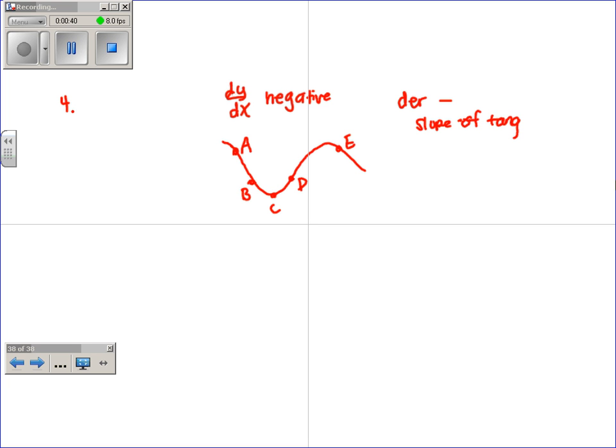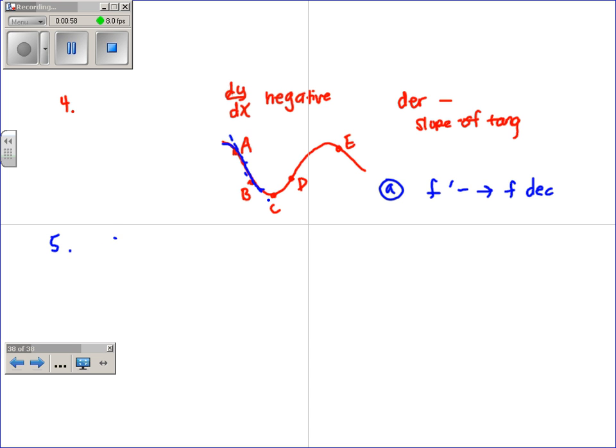So if I were to draw the slope here, at A and B both, I have negative tangent lines. So the answer is A. Or you can think about it, wherever f prime is negative, f is decreasing. So notice the function is decreasing here at A and B.